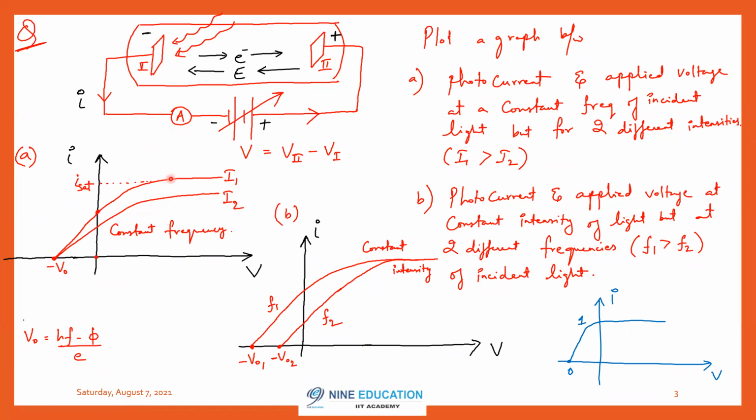So here, where the current becomes constant, what do we mean? All the electrons that are emitted are being collected by this plate. And what is in this lower level? All the electrons that are being emitted are not collected at this plate. Some electrons do not have sufficient energy to reach this plate, and some electrons have sufficient energy to reach this plate. That is why current is slowly increasing with potential.